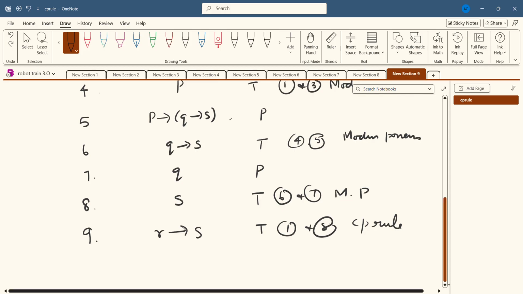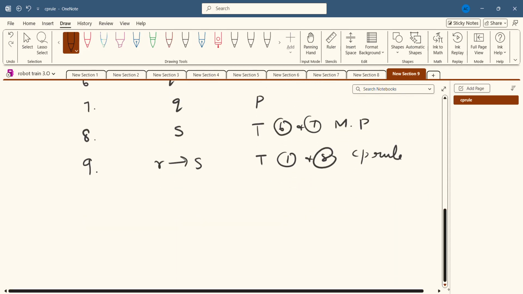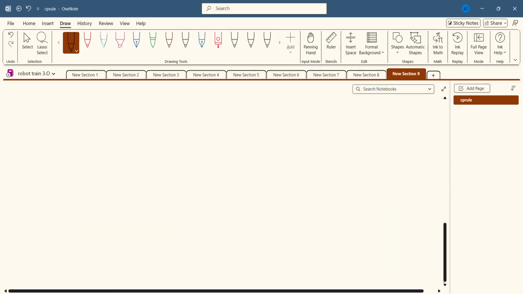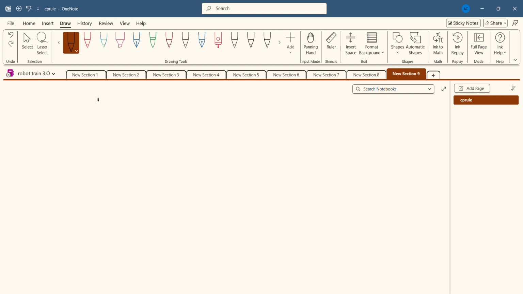Okay. Suppose the problem is not using the CP rule, how are we going to derive the conclusion? Using the premises, how are we going to derive the conclusion? So without using the CP rule, how are we going to derive the conclusion?